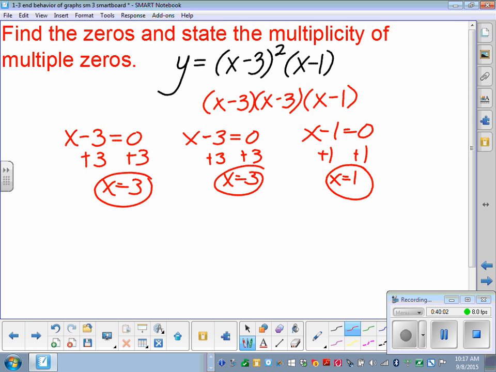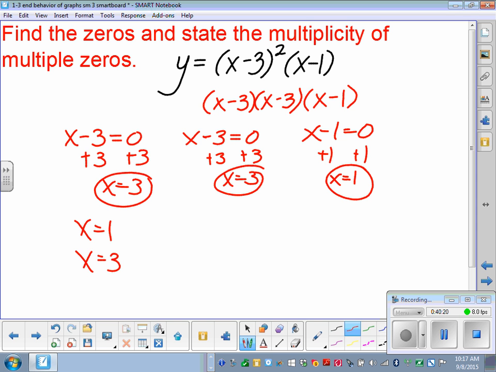Now here's the important part, guys. You have to write this correctly. It says state the roots and then state their multiplicities. So this is how you write it. x is equal to 1. It only happened once, so that's all you have to write. Then we have x is equal to 3. You can't write it twice.